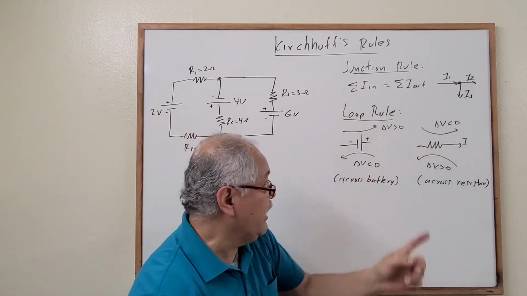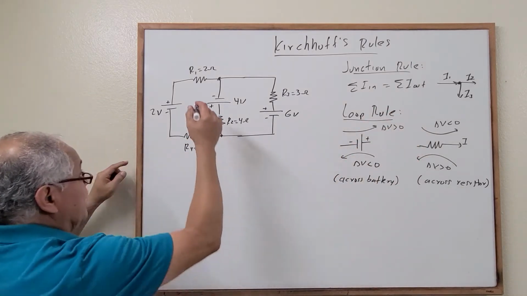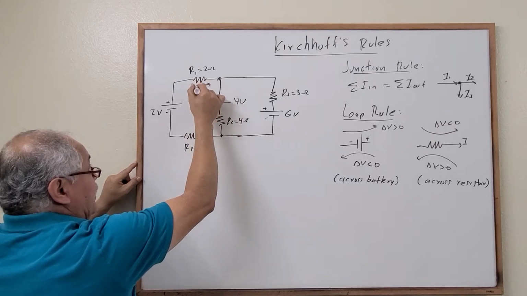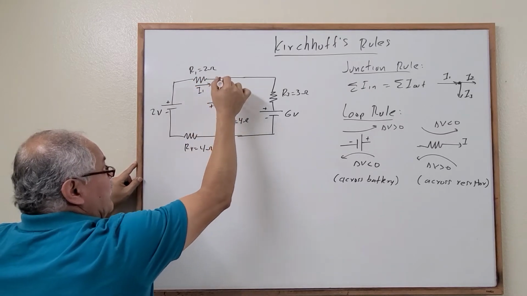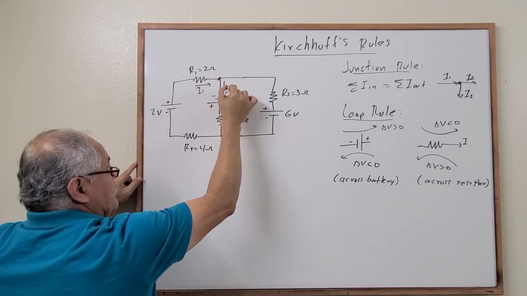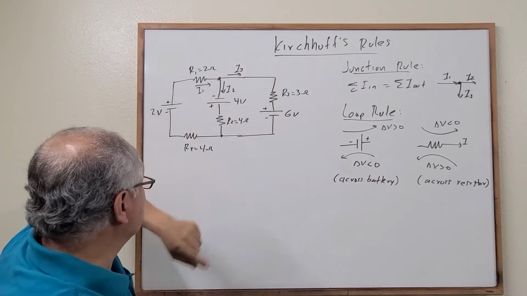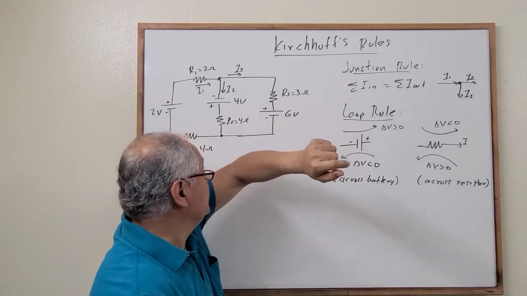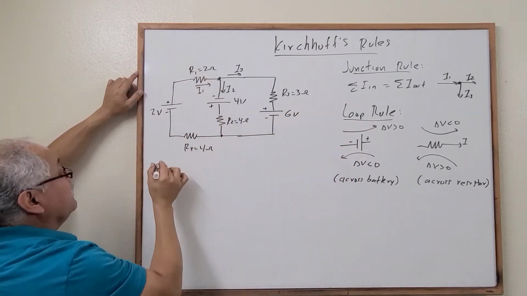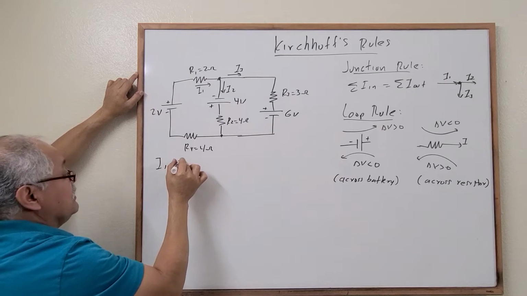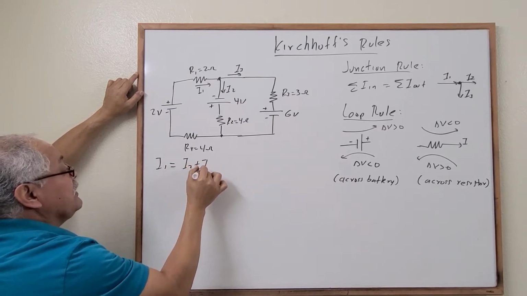And for example, imagine that we are taking this to be current 1, and imagine that current 1 is split into current 2 and current 3. So this junction says what? This rule says that current 1 is equal to current 2 plus current 3.